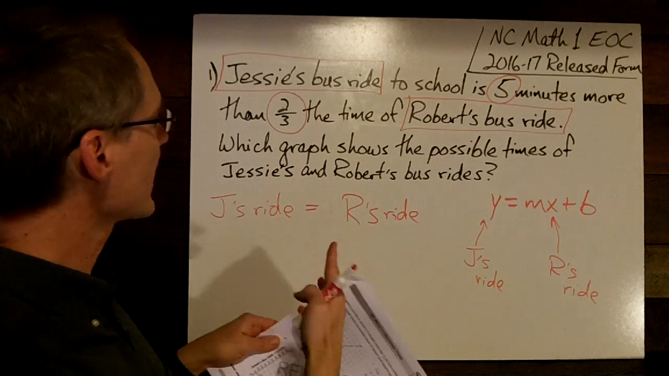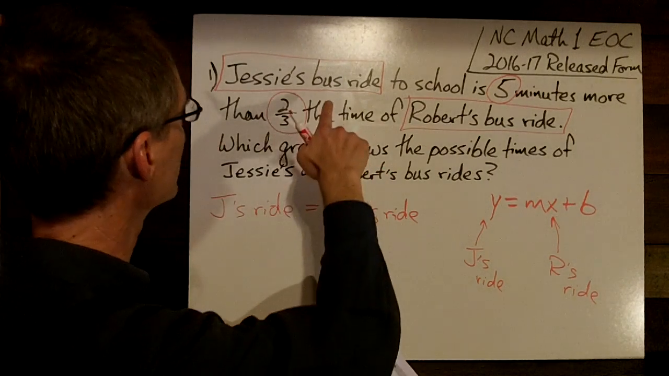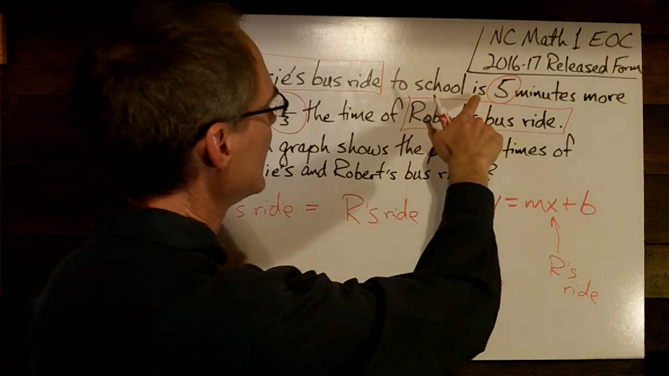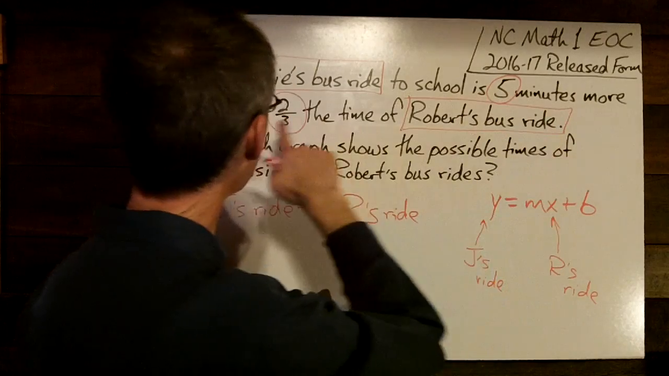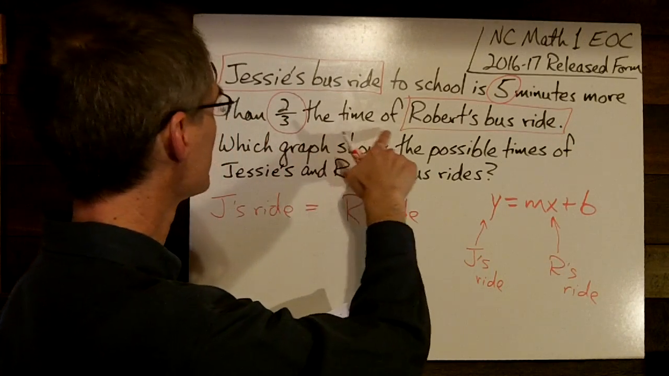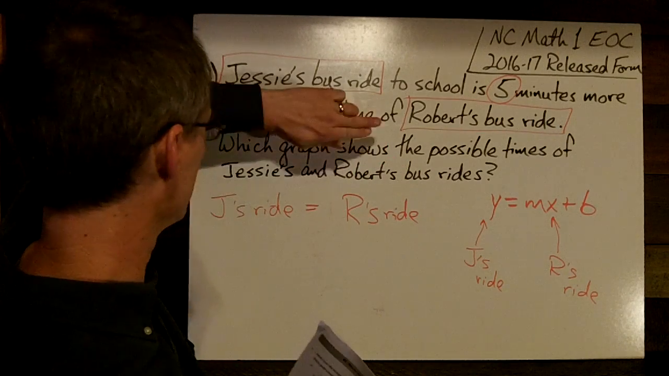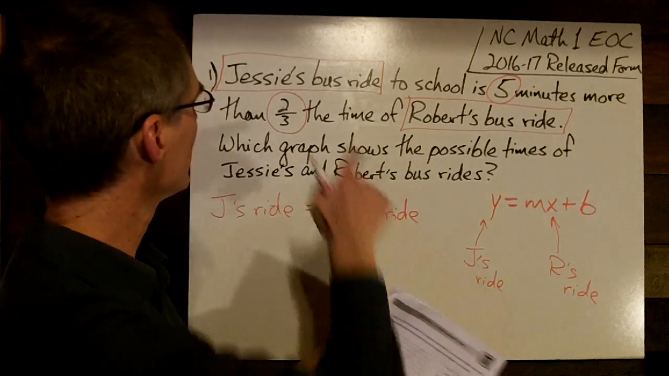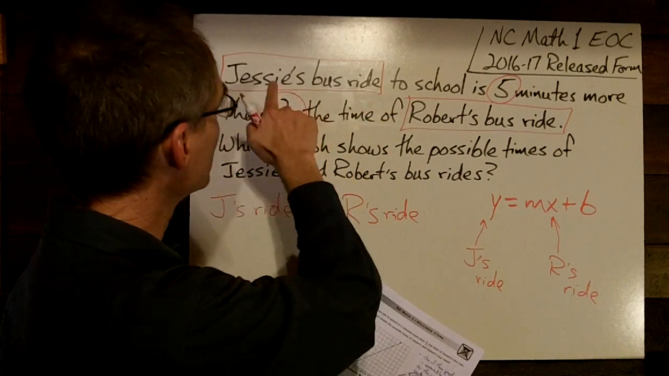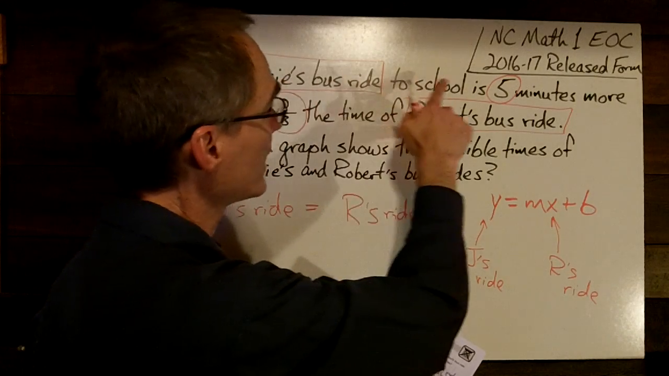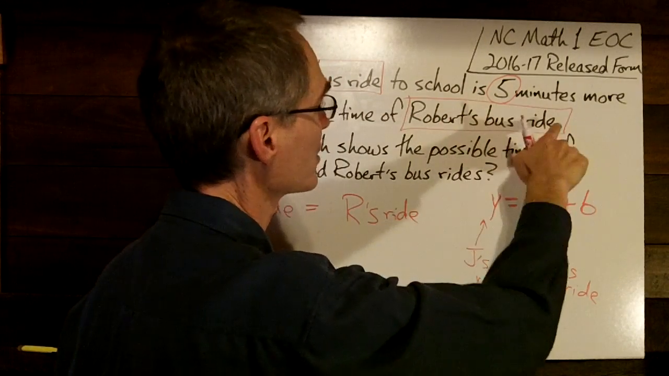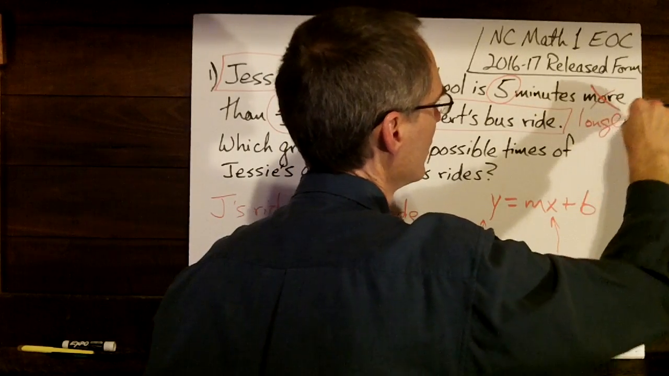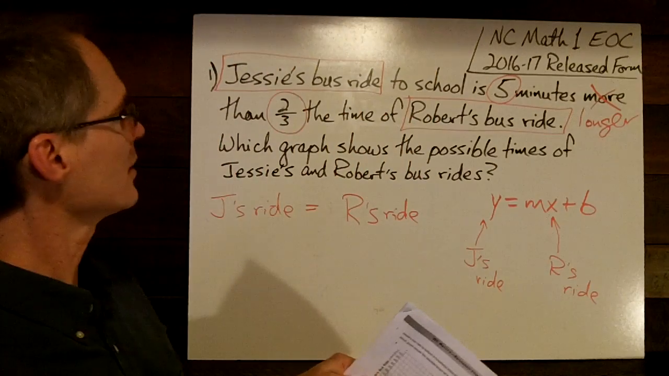Okay, I know it's not, so I got to go and add in some of the more complicated parts. Jesse's bus ride to school is 5 minutes more than 2/3 the time. Okay, this whole 2/3 thing is kind of confusing, but this part is not quite as confusing. If I left out this 2/3 time and just had it read, Jesse's bus ride is 5 minutes more than Robert's bus ride, actually I'm going to say 5 minutes longer, because that's easier for me to think about.